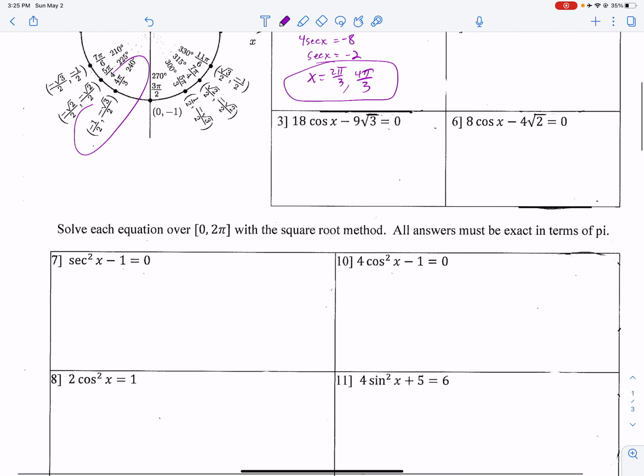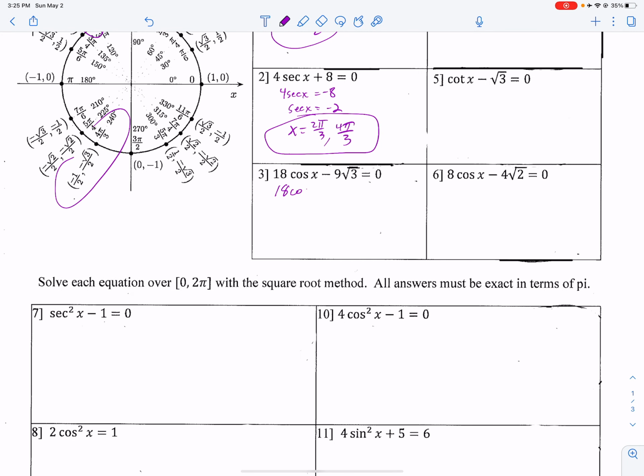All right, number 3. Again, isolate the cosine function. Divide by 18. And that simplifies to root 3 over 2. And so on the unit circle, you want to know where cosine is root 3 over 2. By the way, the other thing that you should know is if we use the hypotenuse of 1 and a 30, 60, 90, you are looking at for which reference angle is cosine going to be root 3 over 2, adjacent over hypotenuse, and it's 30. So that's going to be pi 6.